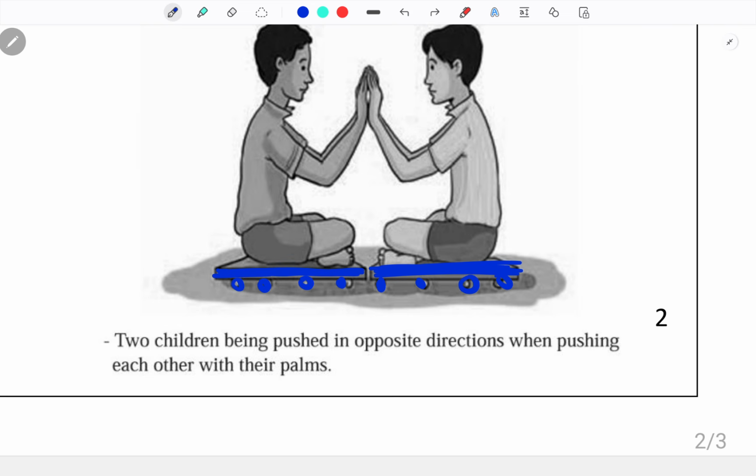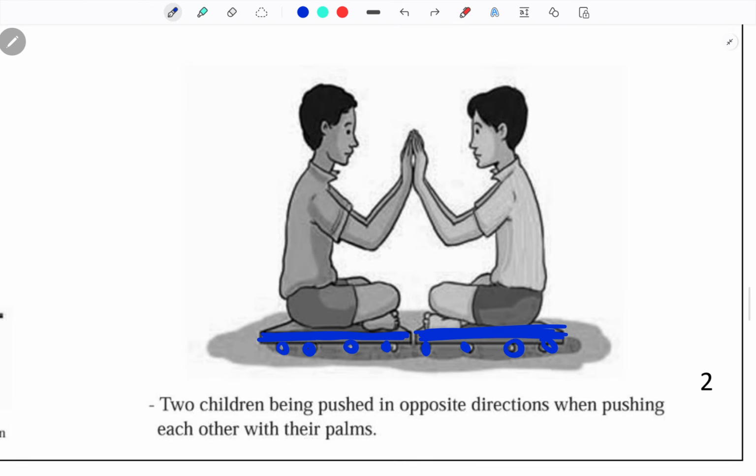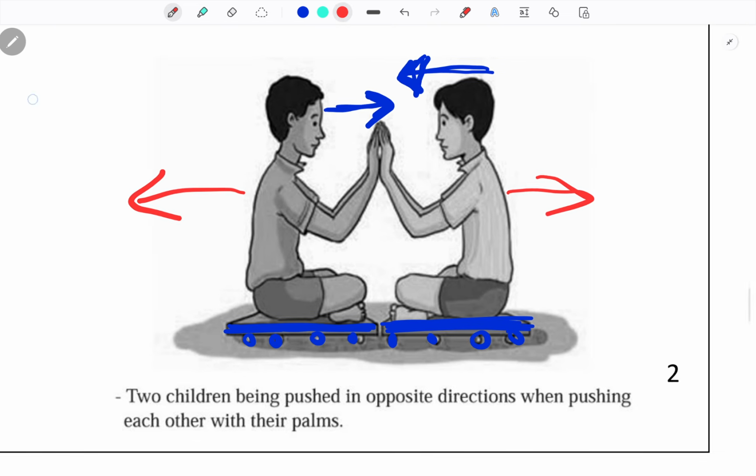Then the two children sit on these two wooden planks. Then what happened? This one is pushing this direction. This person is pushing this direction. What happened? You are pushing your friend. This one is pushing his friend. What happened? This person start to move this direction. This person move to this direction. Why is that?